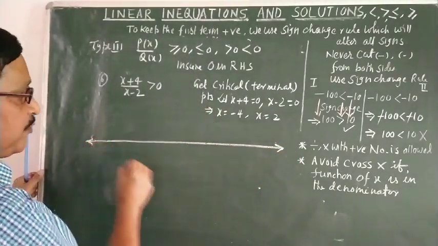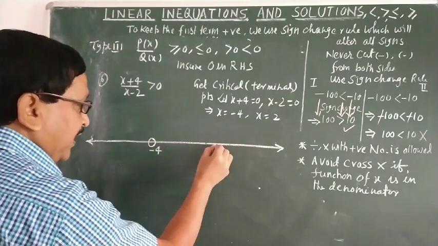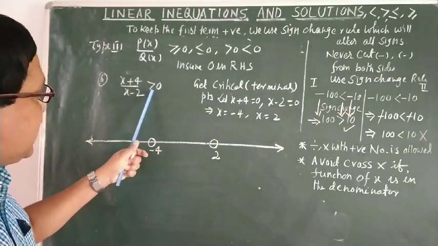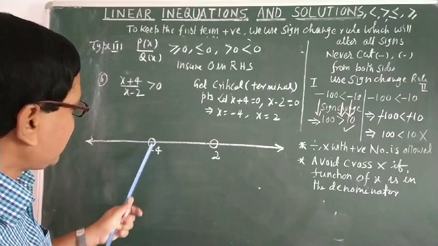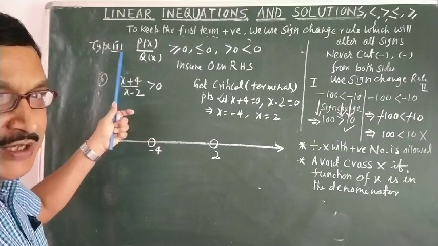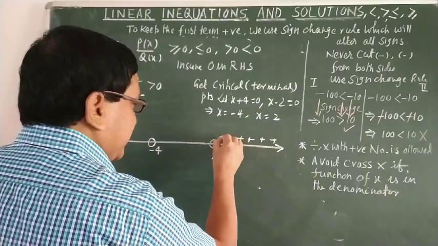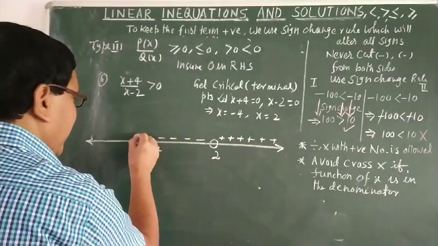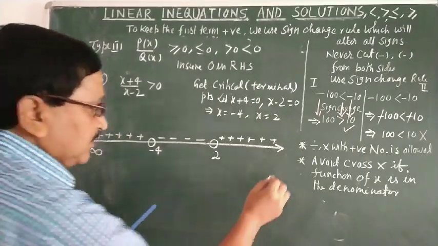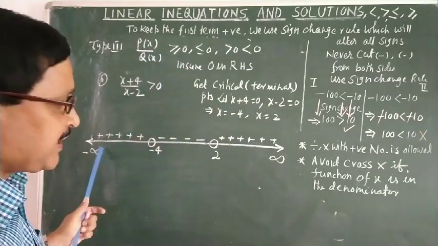Just see. Points -4 and 2, -4 on the left and 2 on the right. Not shaded. Shading is not here because the equal sign is not here. So we have not shaded this. After that, there is a permanent sign scheme in this type 3. Permanent sign scheme starts from plus. This is the sign scheme: plus, minus and plus. Always for this type 3, use this type of sign scheme.